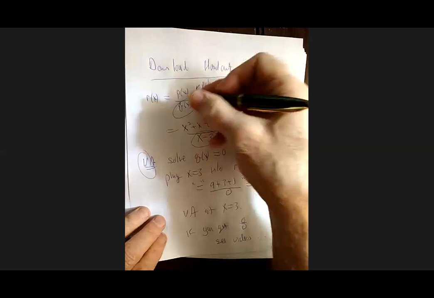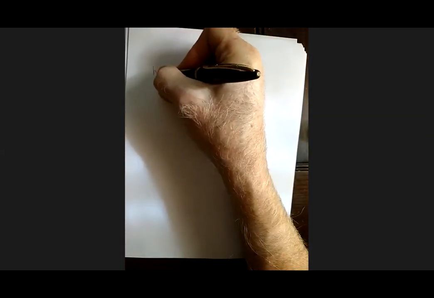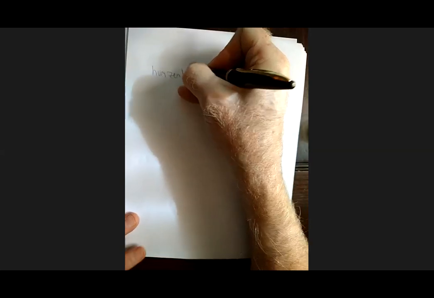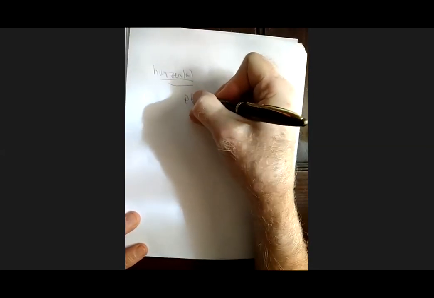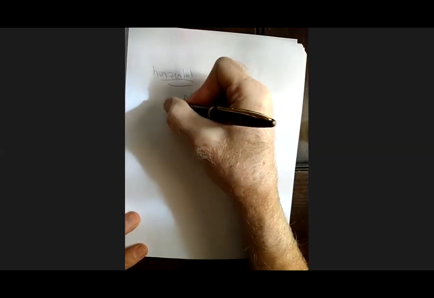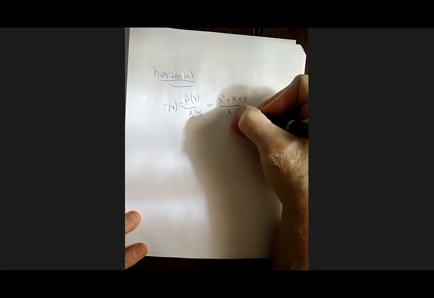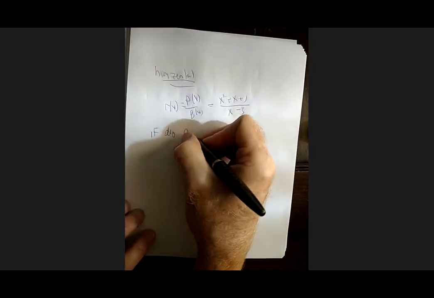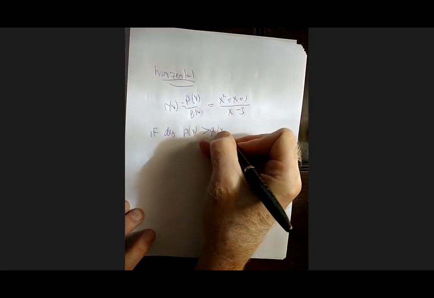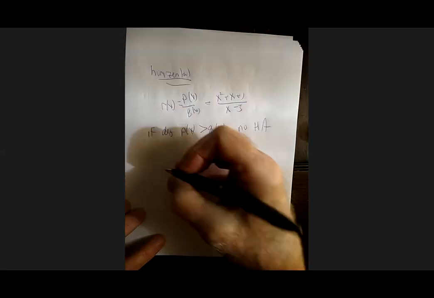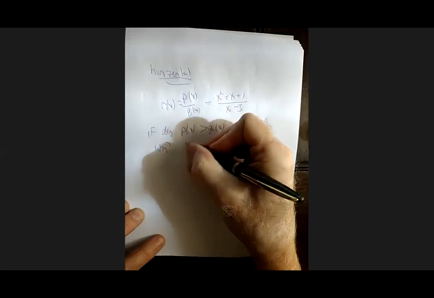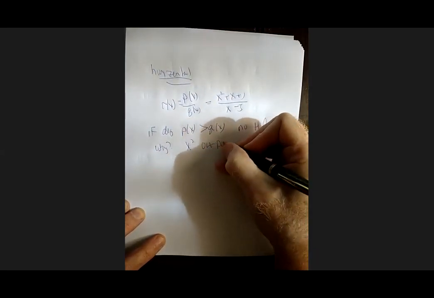Okay. Now for the horizontal asymptotes, I'll use the same example. I'm going to actually give a couple of examples. If the degree of P of X is greater than Q of X, there's no horizontal asymptote. Why? Well, the X squared overpowers the X. So the highest term dominates.